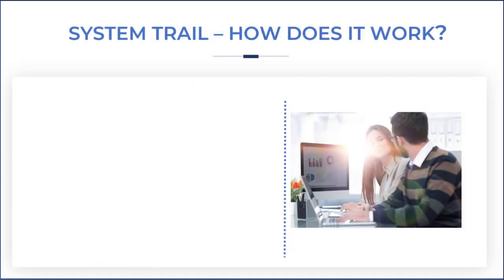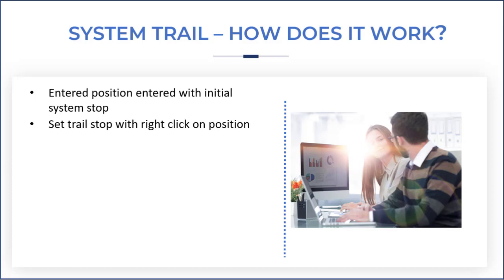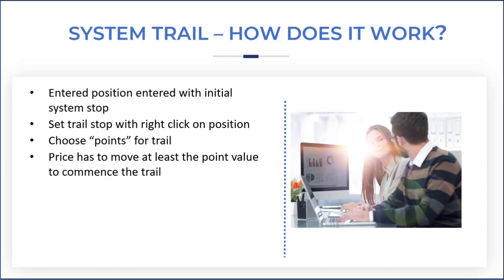So how does a system trail work? Well, what we're doing is entering a position with an initial system stop, so a normal stop that we place on any trade. We set the trail stop by right-clicking on the position in our toolbox at the bottom, and we choose our points for the trail. I'm going to show you a real example of this in a moment.